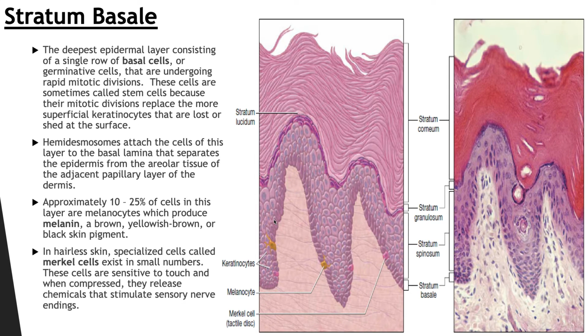The final layer of the epidermis here is the stratum basale. And it's the deepest epidermal layer that contains a single row of basal cells or germinative cells. And they are undergoing rapid mitotic divisions, and that's in order to replace all of the cells up above. You can see that layer here.